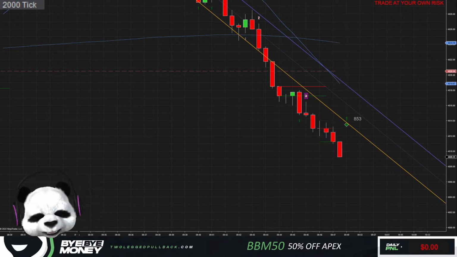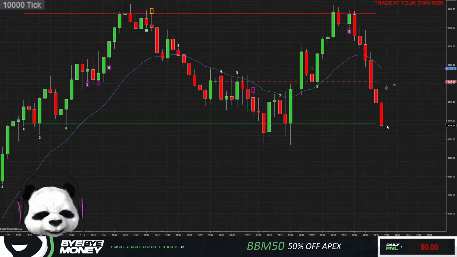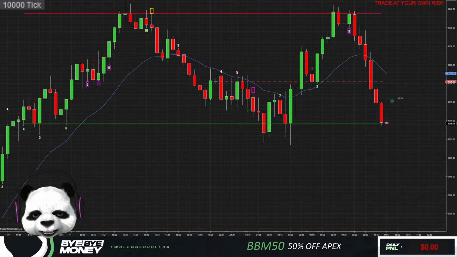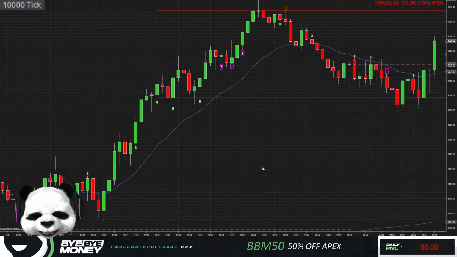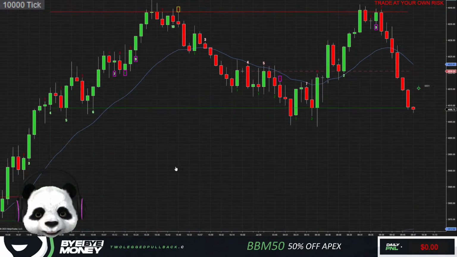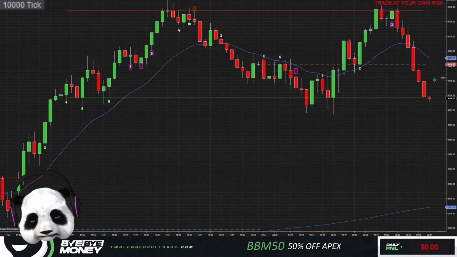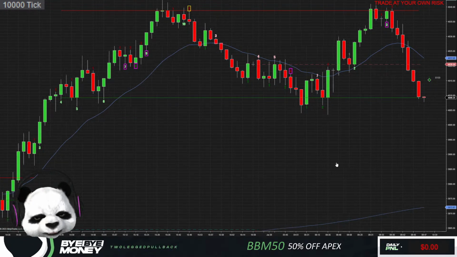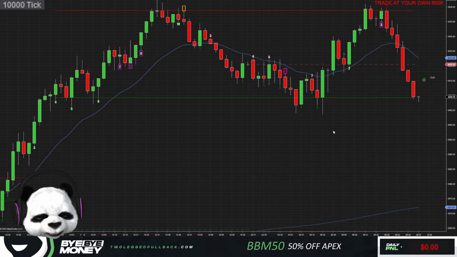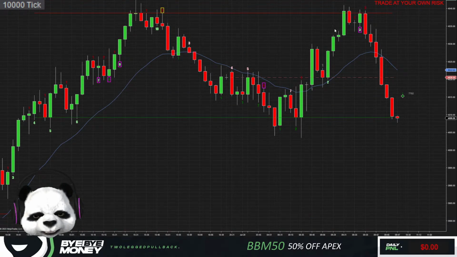Strong move down the 10,000 tick chart trading range, ends up hitting the bottom. So it comes from the top to the bottom, back to the top, back to the bottom. Got a trading range here. The trading range indicator marked the trading range way back here, and it marked it nicely. It also marked the top very nicely. So what can I say? The trading range indicator is beautiful sometimes when it does stuff like this.